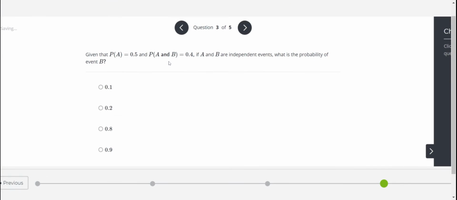Then they're telling us that they are independent, and we know that it's 0.4. So that together it's 0.4. So 0.5 times by what is 0.4? So we would do 0.4 divided by 0.5. And if you type that in your calculator, you would get 0.8.